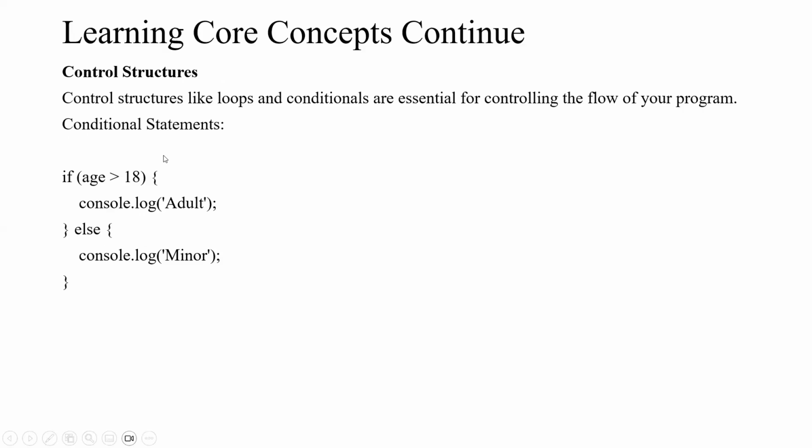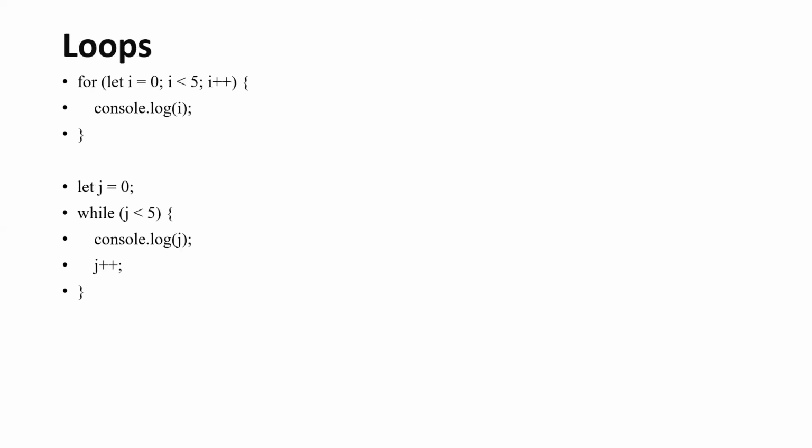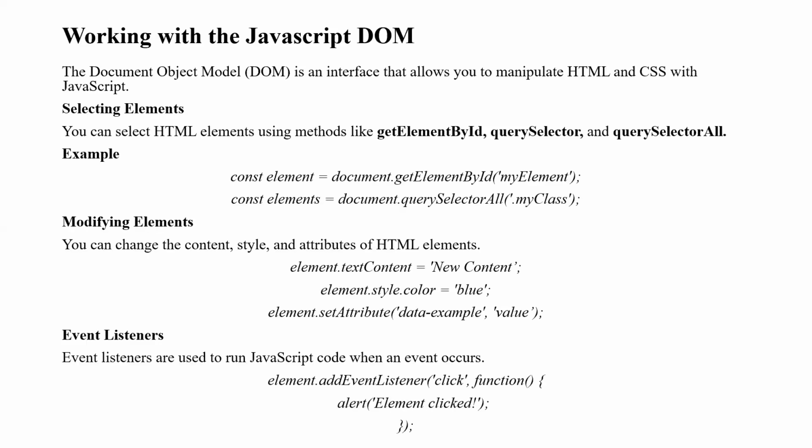Sorry. So the loop sample is what we have here. I'll still explain this. I just want us to see what a loop function or loop program looks like. Working with the JavaScript DOM that I explained before, the Document Object Model, is an interface that allows you to manipulate HTML and CSS with JavaScript.